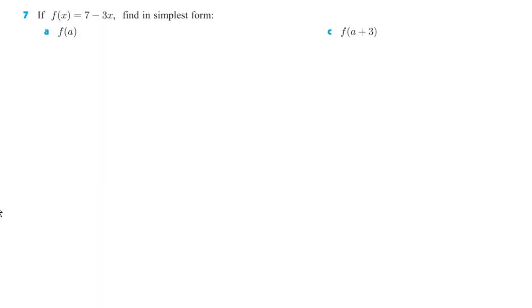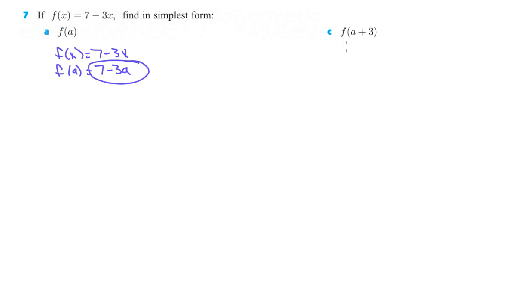All right, next one here. If f of x equals 7 minus 3x, find in simplest form f of a and f of a plus 3. So again, we have f of x equals 7 minus 3x. Now we want to know what's f of a. So really all we're doing here is wherever we see x, we're now going to turn it into an a. So it's 7 minus 3 instead of x, 7 minus 3a. You can't simplify that, so we're good to go.